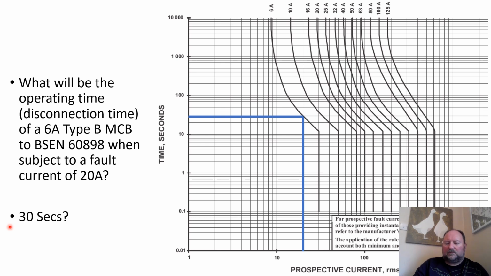So that's how we measure disconnection time given the value of fault current. You measure across to find your current value. You then go up, you follow the line up to where it meets the curve that represents your device. Then you read across to get the time. And that's it, but I thought I'll just show you the whole page.